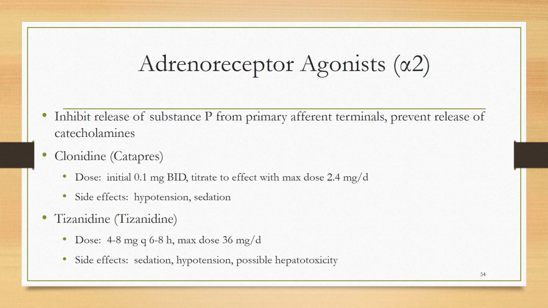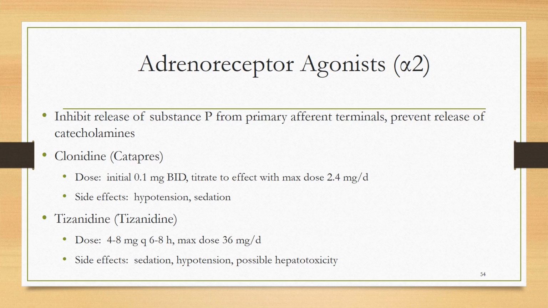And so clonidine is the big one. You'll see clonidine actually used in withdrawal as well as hypertension. It's really good for resistant hypertension as long as the patient's compliant. So these have been shown to inhibit the release of substance P from the primary afferent terminal, preventing the release of catecholamines, of which norepinephrine is one. And so the side effect with clonidine is hypotension and sedation. Remember, it's a blood pressure medication first.